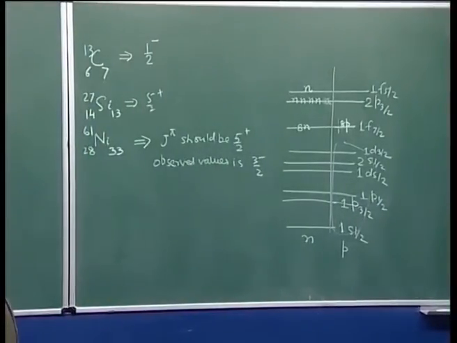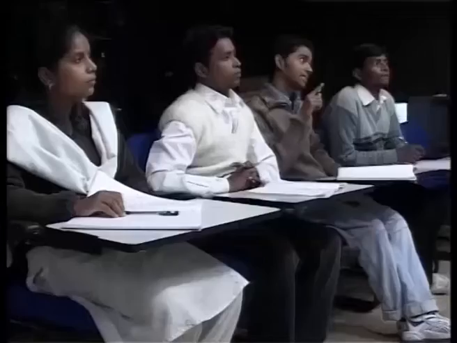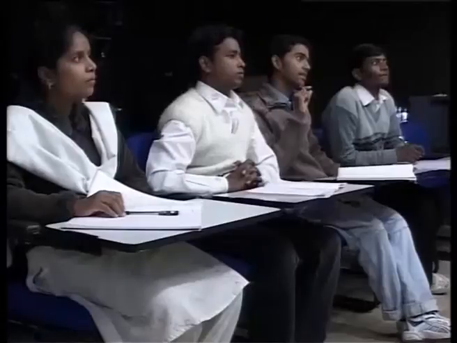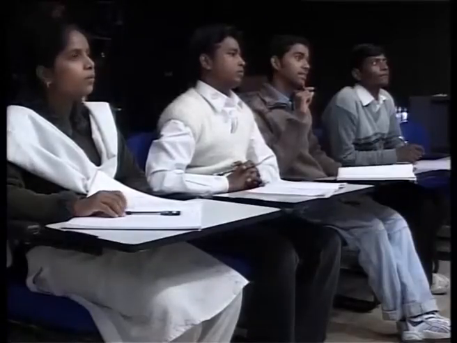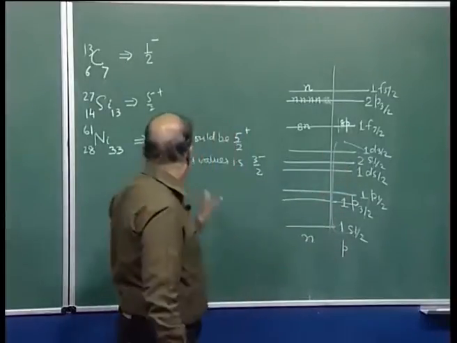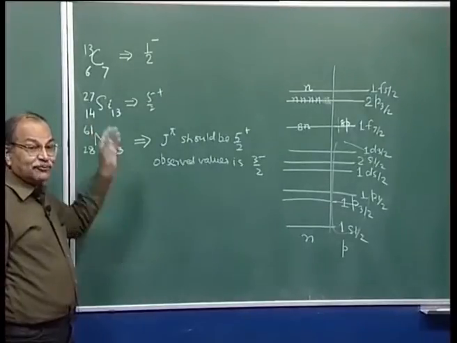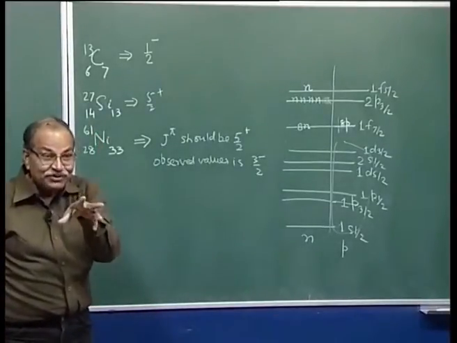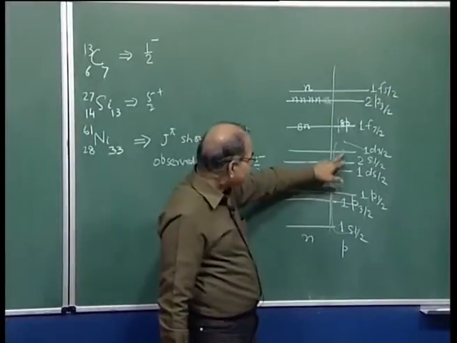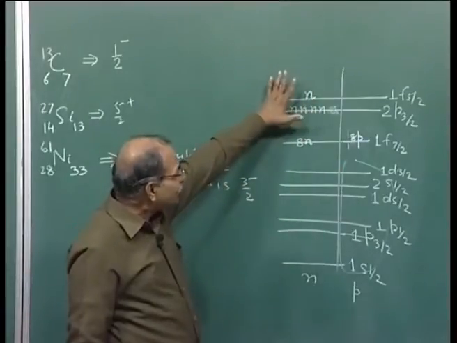Observed value is 3/2 minus. Ground state spin parity of 61Ni is measured to be 3/2 minus. Okay, so that will be here, since you have 61 nucleons, therefore the order will change, I told you, but that was here. Okay, that was here, not here. This order remains the same.